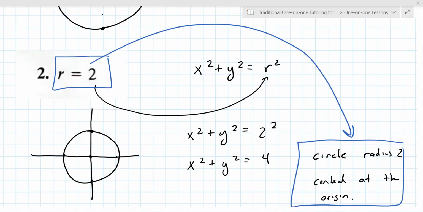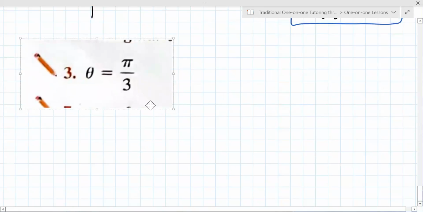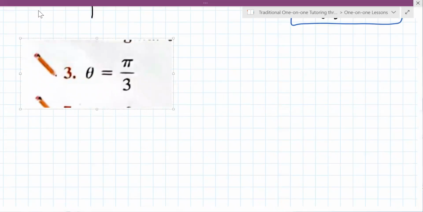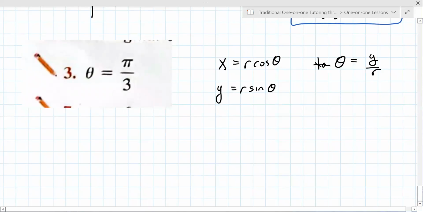But yeah. Now we're going to look at the next type. The next type is number 3 here, where it says theta equals pi over 3. And this is completely different than the last one. So we have x equals r cosine theta, y equals r sine theta. We have tangent theta equals y over x. I'm sorry, why do I keep doing that? Y over X. And then X squared plus Y squared equals R squared.